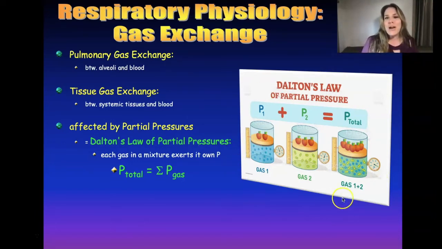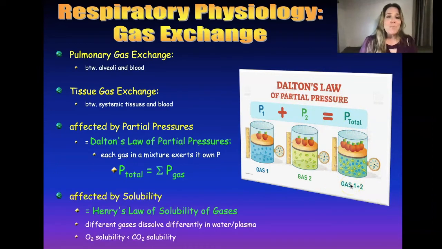So this little graphic here kind of illustrates what we're talking about. The total pressure of whatever gas mixture we're talking about here is going to be the sum of the individual partial pressures of the gases that make it up. So gas 1 pressure plus the pressure of gas 2 would make up the total pressure if the mixture was made of just those two gases. So actually a pretty simple concept, but an important one for understanding how oxygen and carbon dioxide are going to move in the system.